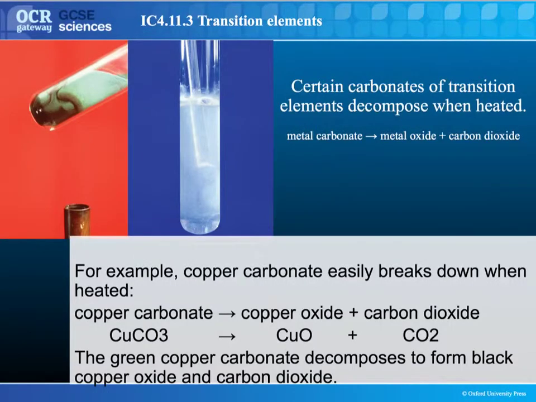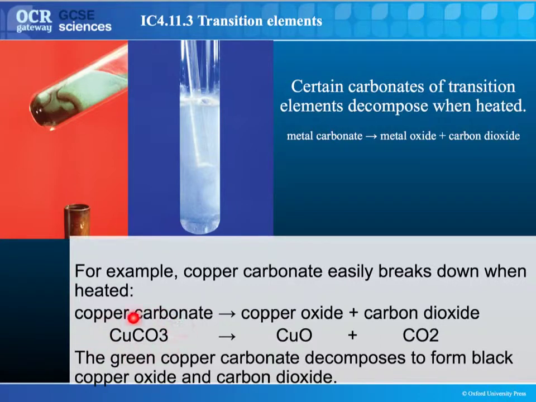Another property of transition metals is that when you get a carbonate of transition metals, like this green copper carbonate here, when you heat it up, it will thermally decompose, which means it will break down into other products. Typically, a metal carbonate forms a metal oxide and carbon dioxide. This is the test for carbon dioxide. It's lime water. The gas is being bubbled through and it's causing it to go cloudy.